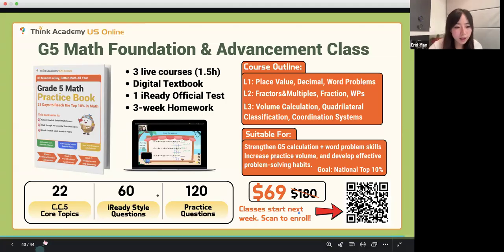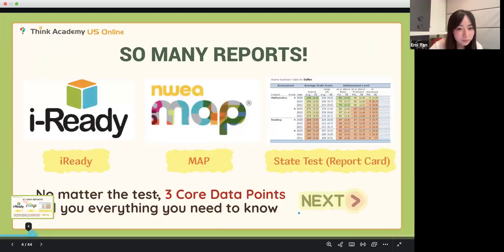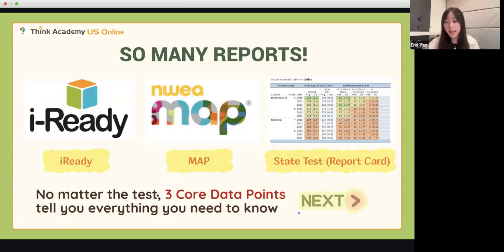So as you can see here at the beginning of my slide, we have iReady, we have MAP, we have the state test, we have the STAR test. So all the different kinds of reports, but they all show you something. That is how well your kids are doing, how well your kids are performing at their current level. So you'll still be able to find those 3 important things here. If you got the STAR report, you can also send it to us and we will provide you with the detailed analysis.